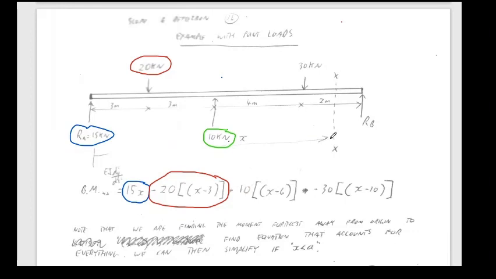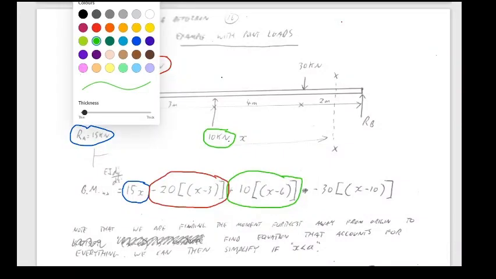This distance here is X, and this distance here is 3 and another 3. So that's going to be X minus 6. Okay, that's where that term comes from. Remember what we're doing here, we're writing down our bending moment equation at position X.